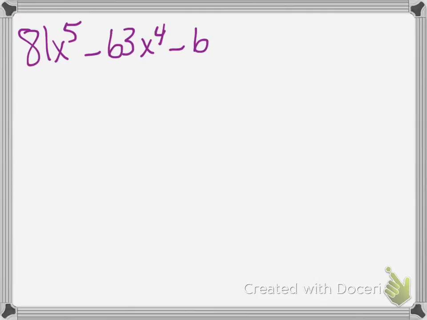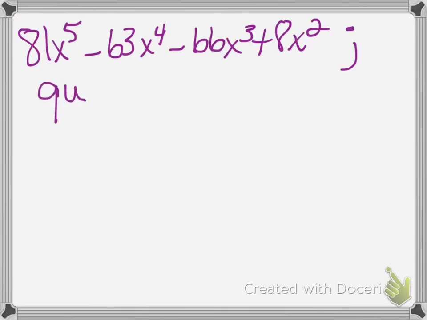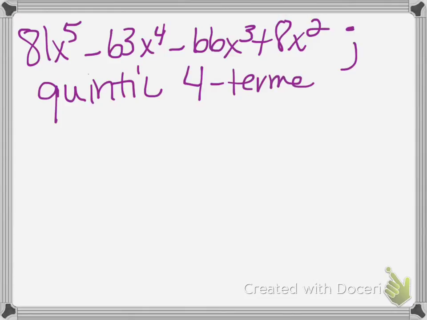So I end up getting 81x to the 5th minus 63x to the 4th minus 66x cubed plus 8x squared. So now what I've got here, my highest degree is 5, so that's a quintic. And I have 4 terms, so that's going to be a quintic 4-termed polynomial. So that was quite intense, but you know, nothing we can't handle, right?